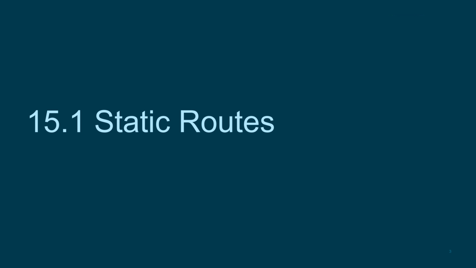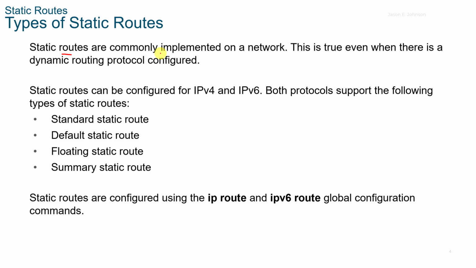15.1 Static Routes. Static routes are commonly implemented on a network, even when there is a dynamic routing protocol configured. Static routes can be configured for v4 and v6, and both protocols support the following types of static routes: standard, default, floating, and summary. Static routes are configured using the IP route and the IPv6 route global config commands.